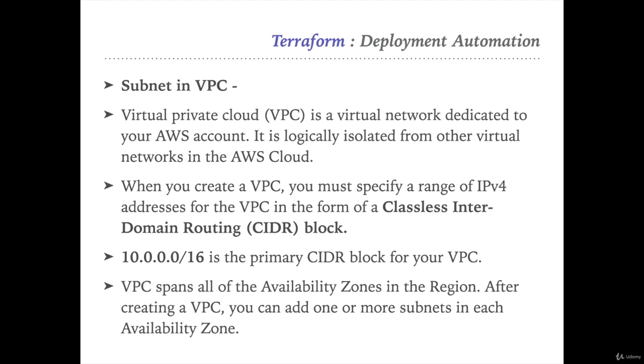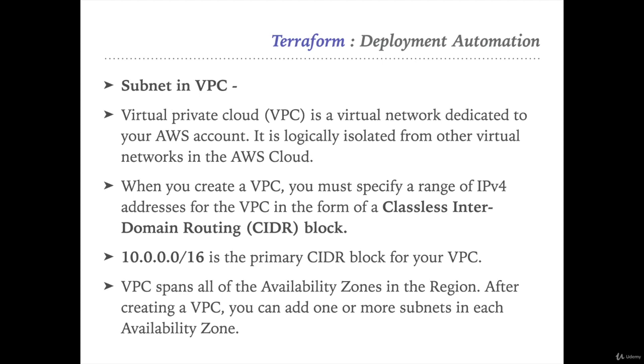A VPC spans all the availability zones in the region. After creating the VPC, you can add one or more subnets in each availability zone. So whenever we define the VPC for a particular region, all the availability zones in that region, that could be A, B, C, D or A, B, C, right? Generally, regions have four or three availability zones. So all the availability zones of the region in which we define the VPC will be by default included in that VPC.